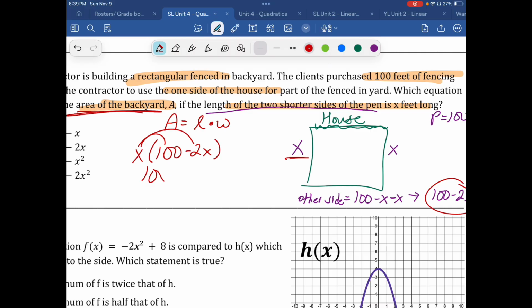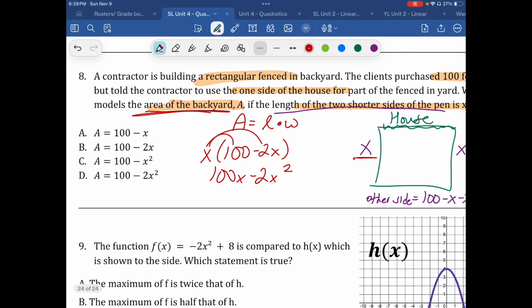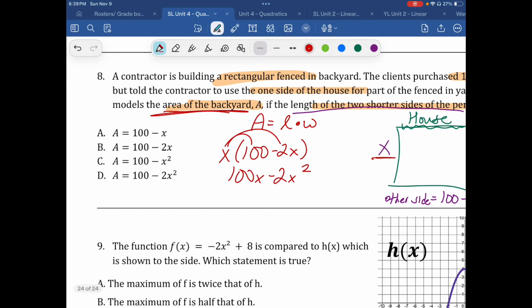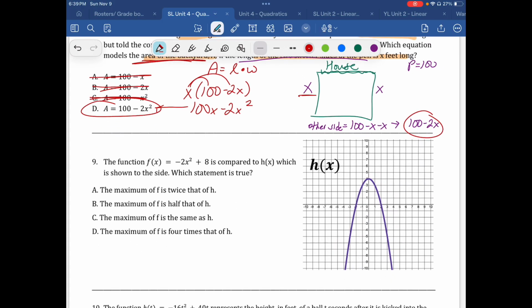Distribute. We get 100x minus 2x squared. Look through our answer choices. We want it to match. A doesn't match, B doesn't match, C is close, but D is the only answer choice that matches our equation.